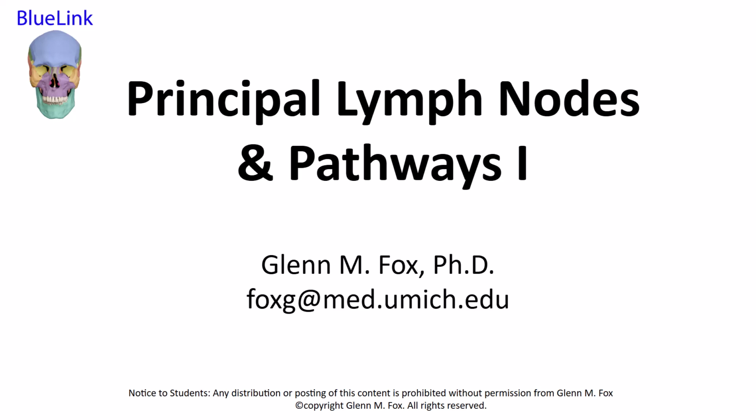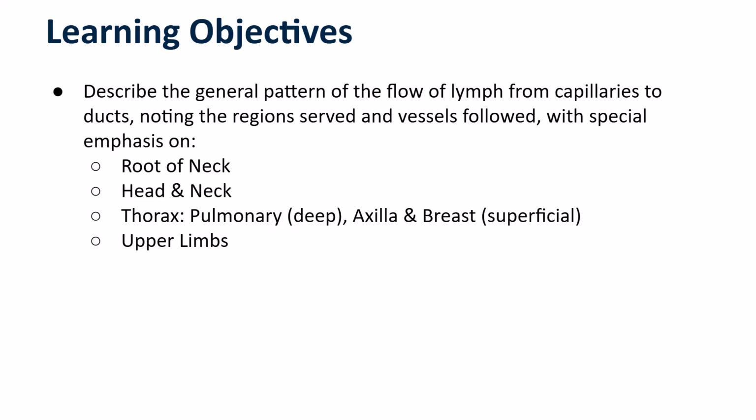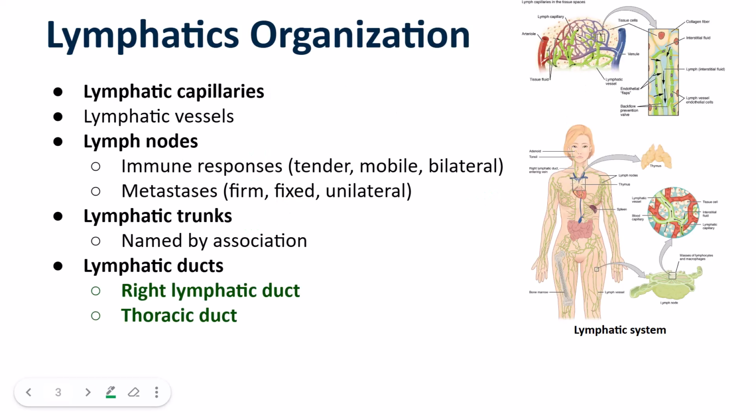Let's talk about the principal lymph nodes and pathways, part 1. In this video, we'll describe the general pattern of the flow of lymph from lymphatic capillaries to ducts, noting the regions served and the vessels followed, with a special emphasis on nodes of the root of the neck, nodes of the head and neck, nodes of the thorax, both pulmonary as well as axilla and breast, and then finally, nodes of the upper limb. Let's first start with the general organization of lymphatics.